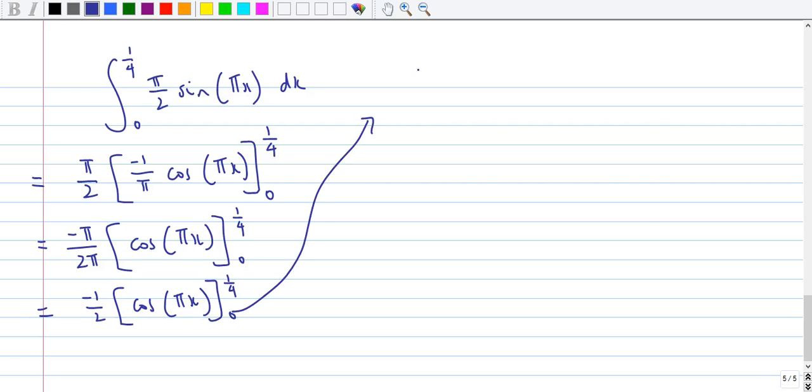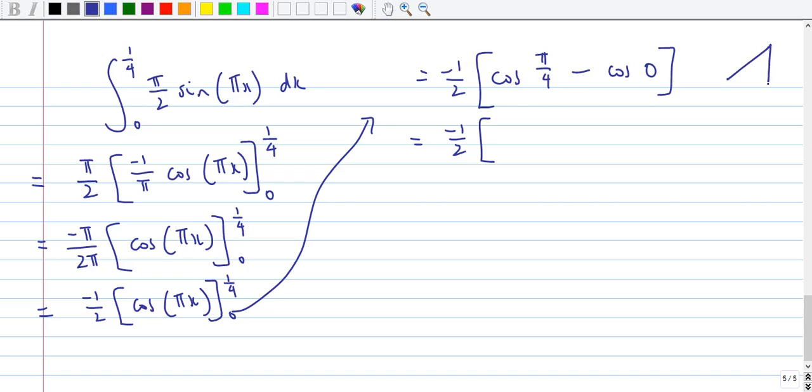So let's go up here. Cos of pi times a quarter, which is pi on 4, minus cos of pi times 0, which is 0. Cos of pi on 4, and again, you'll need to know your exact values. You might want to draw up the special triangle, but it's going to be 1 on root 2, minus cos of 0, which is 1. So that is what's sitting on top of that conditional probability.